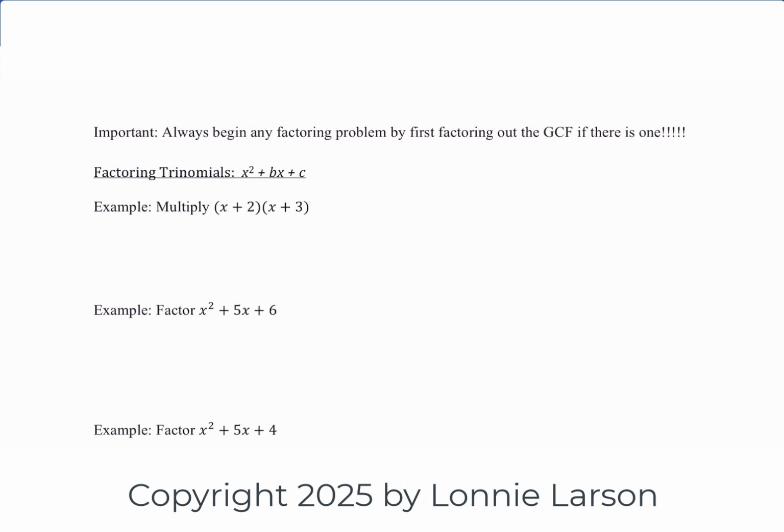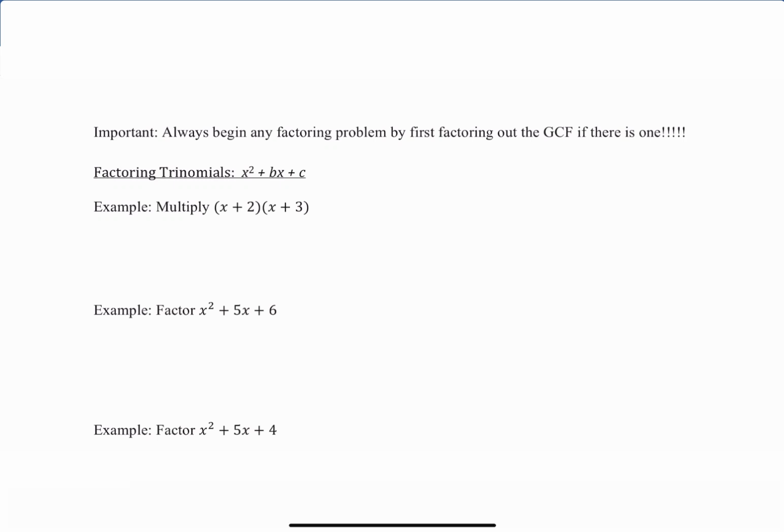We're going to move on to talking about how to factor other types of problems. But before we do that, I want to tell you that you should always begin any factoring problem by first factoring out the GCF if there is one. Your life is going to be much less difficult if you do that. And there's some problems where if you don't do that first, you're just dead in the water.